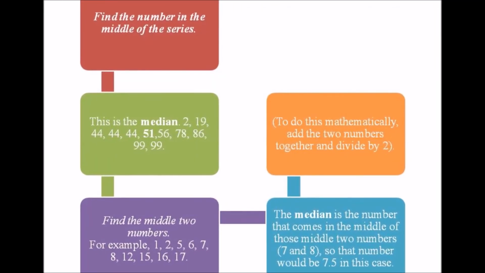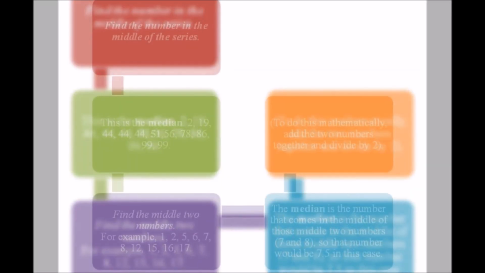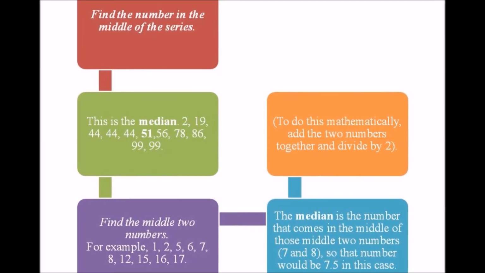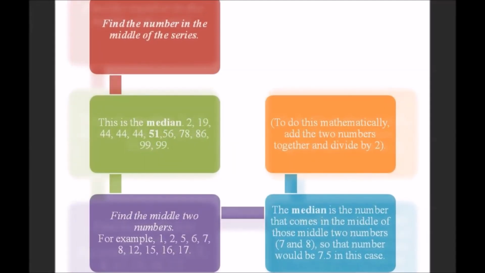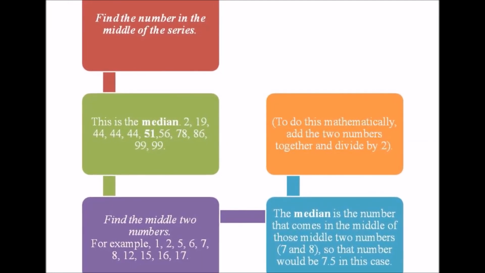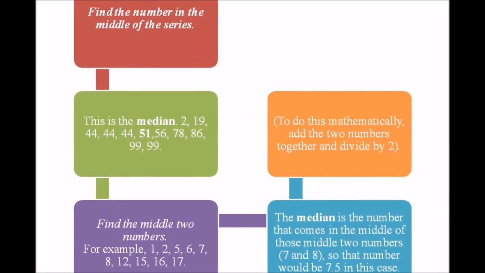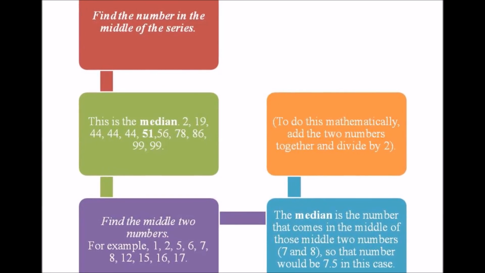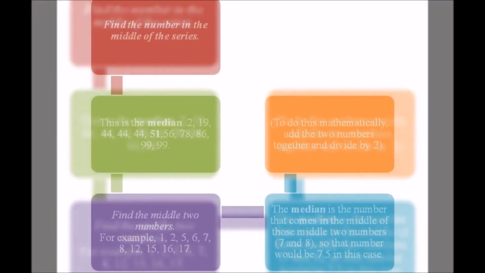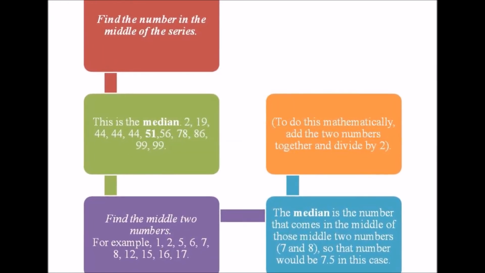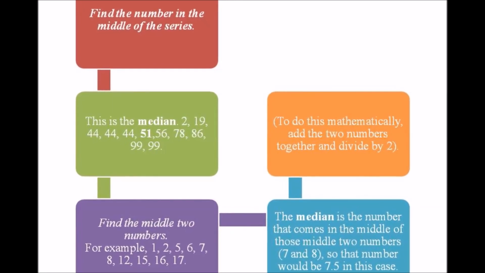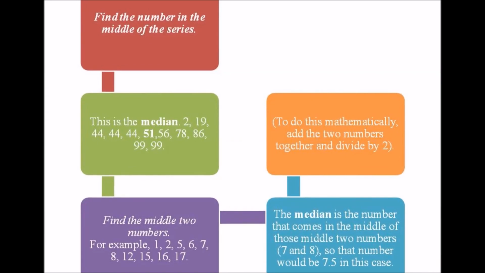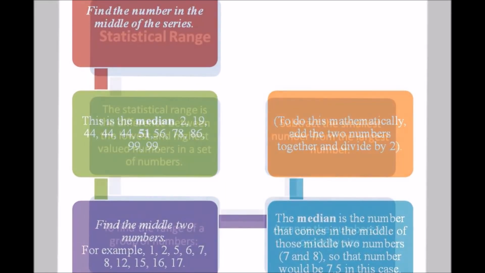Find the number in the middle of the series. This is the median. For example, 2, 19, 44, 44, 44, 51, 56, 78, 86, 99, 99. Find the middle number of 2 numbers. Of this, the median is the number that comes in the middle of those middle 2 numbers, that is 7 and 8. So, that number would be 7.5 in this case.